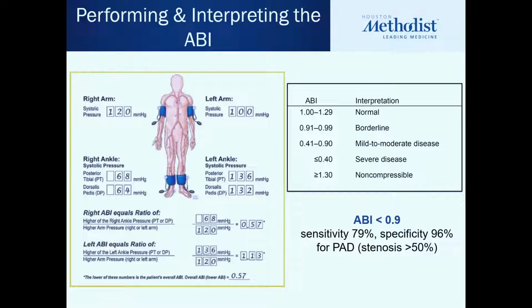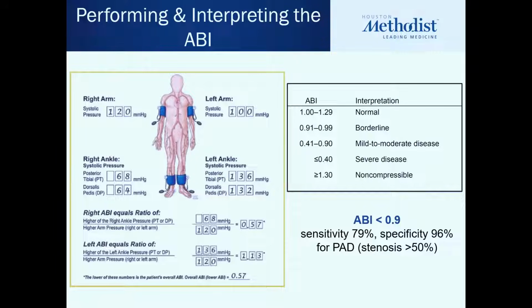Other things to know is that obviously 1 is normal. So anything between 0.9 and 1 is what they consider borderline, and we'll talk a little bit about what we do with that number. Then you have the very severe disease, which is less than 0.4. Between 0.4 and 0.9 is considered mild to moderate disease.